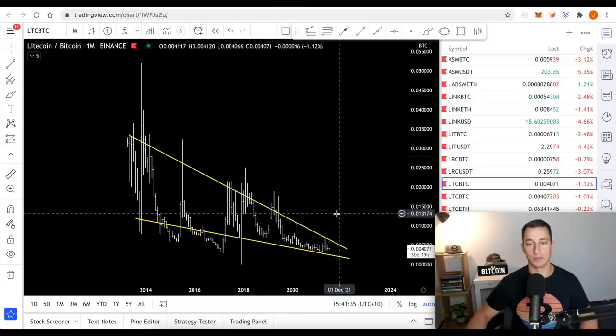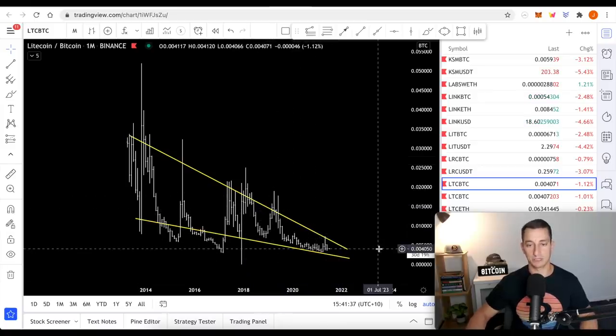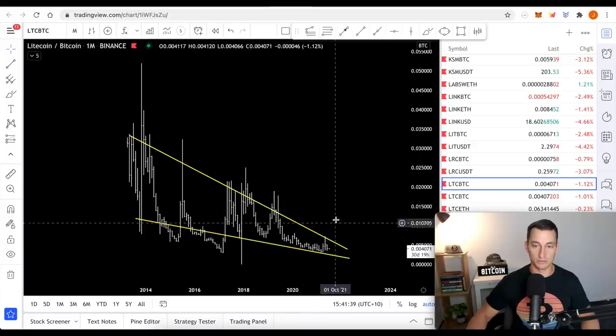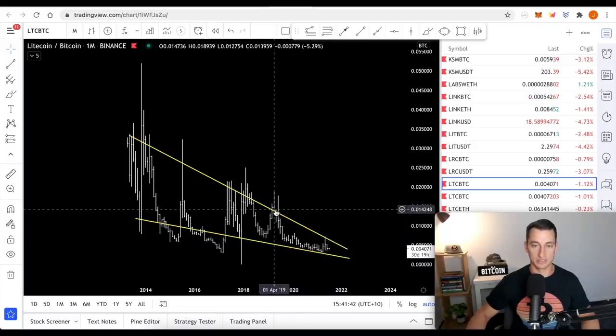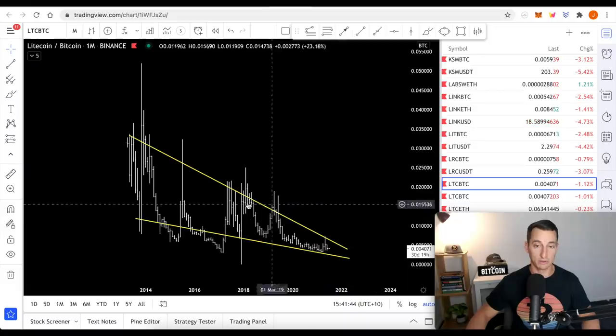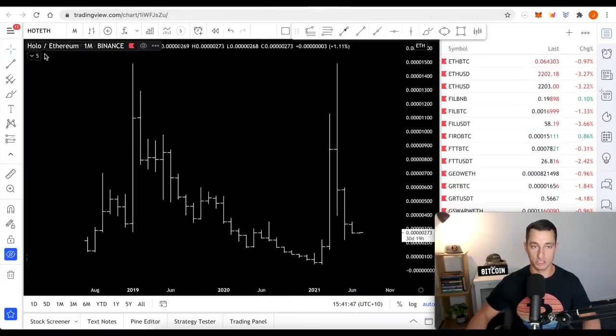They might get some moves up here, come back and test some of these levels and continue down. I'm not in it for a little rise from this level to this level. I would trade those, but I wouldn't be holding these things long-term. So that's Litecoin. Holochain, so HOT.